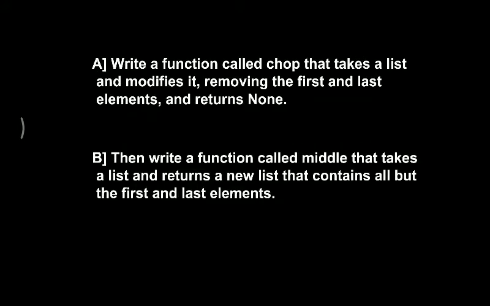A few more examples. Write a function called chop that takes a list and modifies it, removing the first and last elements and returns None. We have already discussed how to remove the first and last elements from the list, so based on that you can write the program. Then write a function called middle that takes a list and returns a new list that contains all but the first and last elements. So you have to create one more list called middle, and that middle list should contain the middle elements except the first and last element.